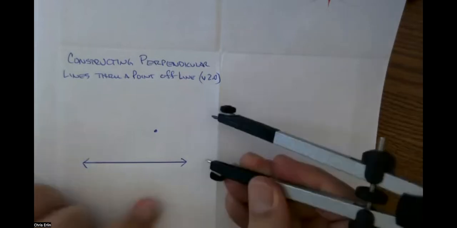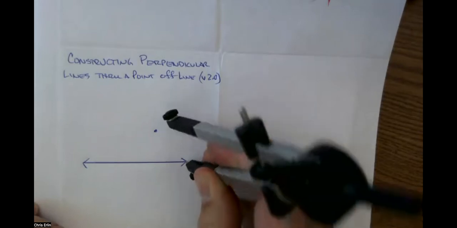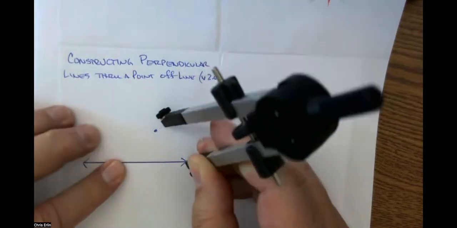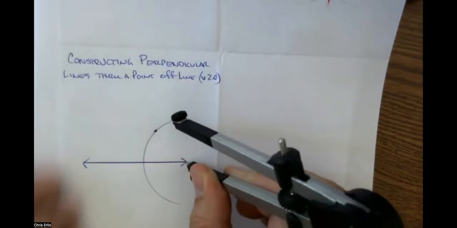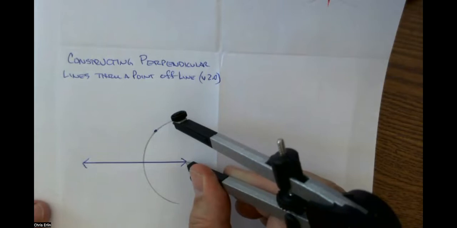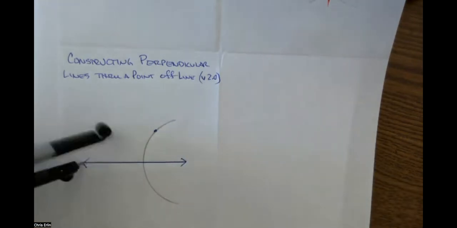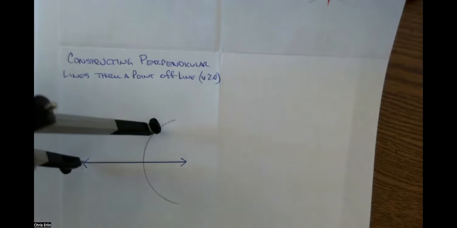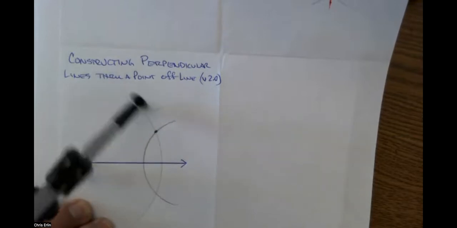Step one, put your needle in the right-hand endpoint of your segment here and adjust your compass so that your lead is right on the point. And make an arc, a half circle, semicircle, right through that point. Then pick your compass up, move to the other end point, and again, adjust your compass to go right through the point. And make an arc that overlaps the first arc.